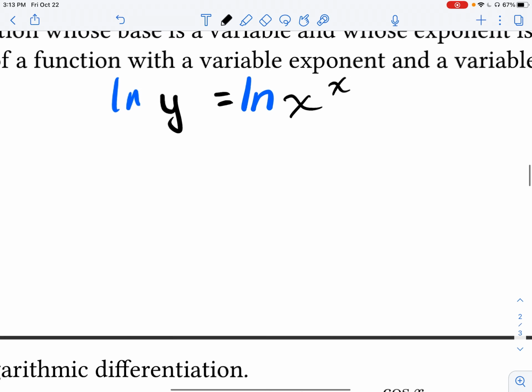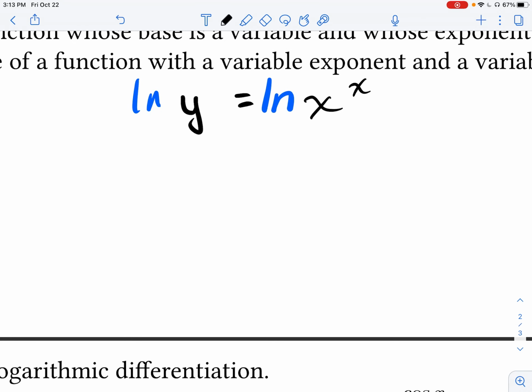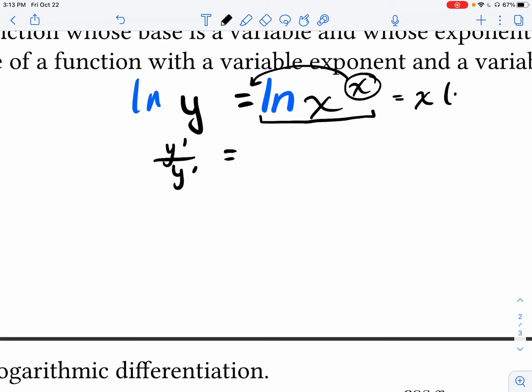Let me zoom in on this now here. So if we take the natural log of both sides, if I differentiate the left side, this is going to give me y prime over y. On the right-hand side, before I actually differentiate, let me rewrite this using log properties. That is to say, move this x to the front, so that this side here is equal to x times the natural log of x.